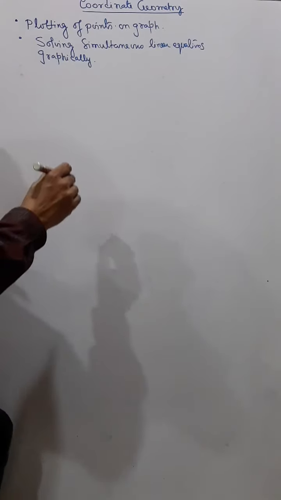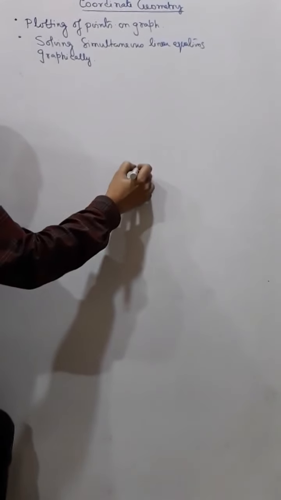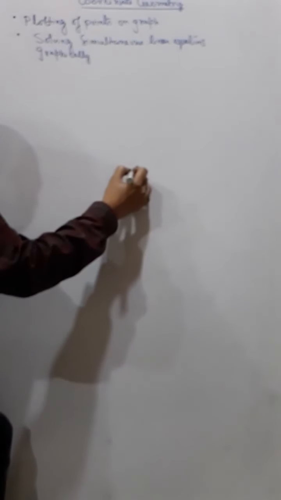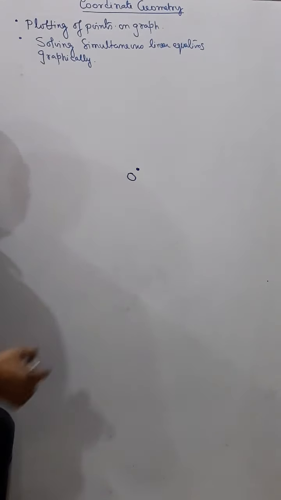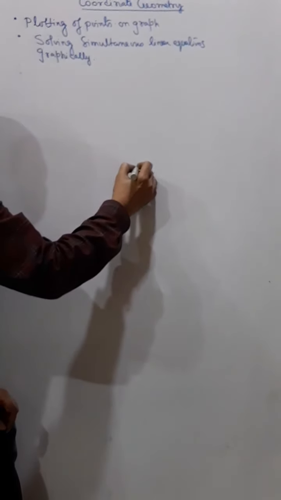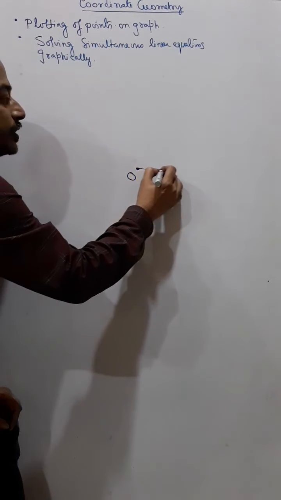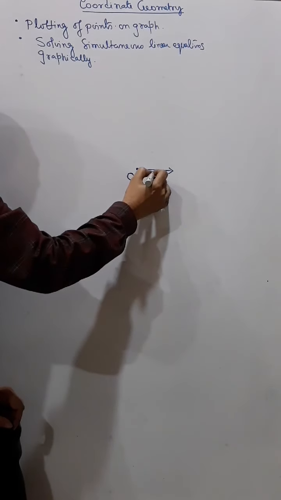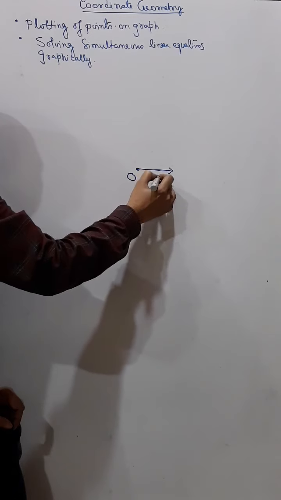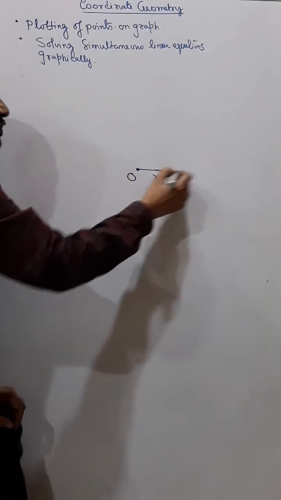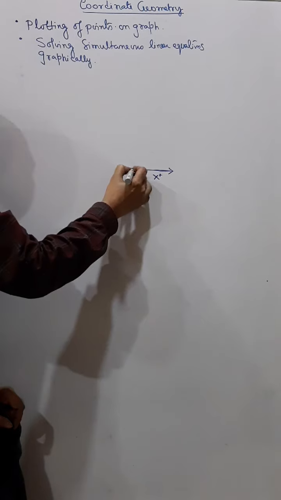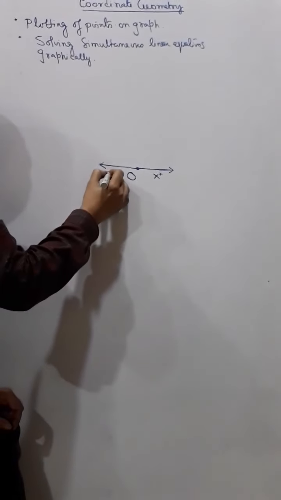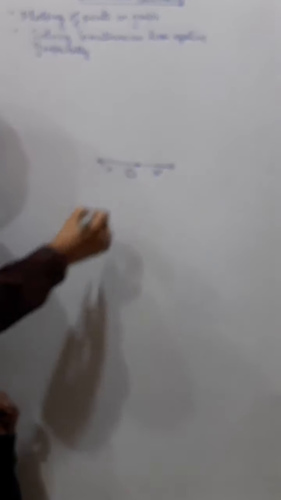Now, in coordinate axis, the starting point we say as the origin. Okay, so this point is the starting point and we say that is the origin. Now from this origin, if we go towards the right, that means we are going towards x positive. From here, if we go left, we are going towards x negative values.